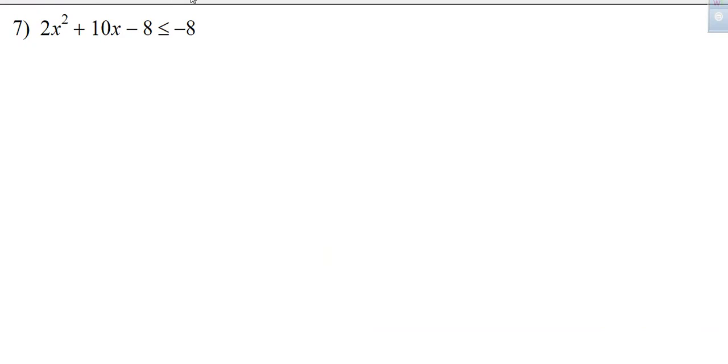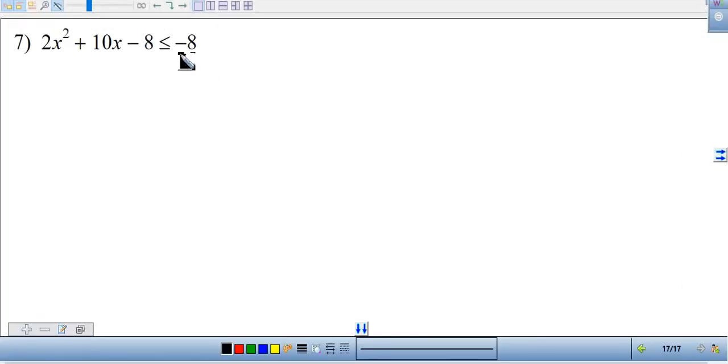All right, in this example, we need to start off by adding 8 to both sides. When we do that, it actually cancels out the 8 on both sides, leaving only 2x squared plus 10x less than or equal to 0. I still want to factor. Since I don't have 3 terms, I need to ask myself, do these 2 terms have something in common? And they do. They're both divisible by 2x. When I do that, I'm left with x plus 5.